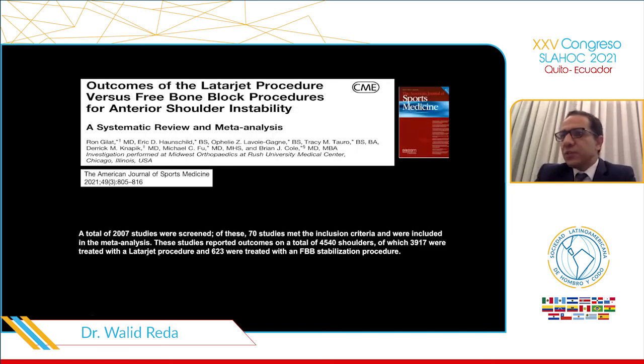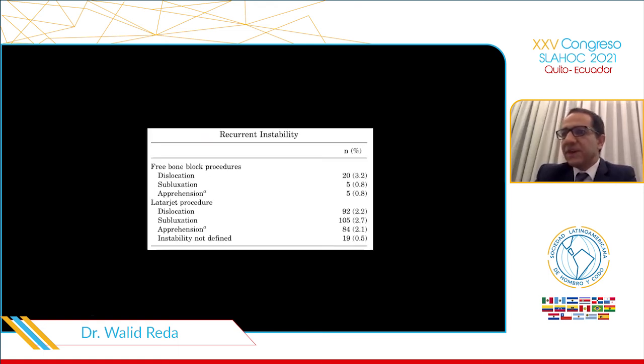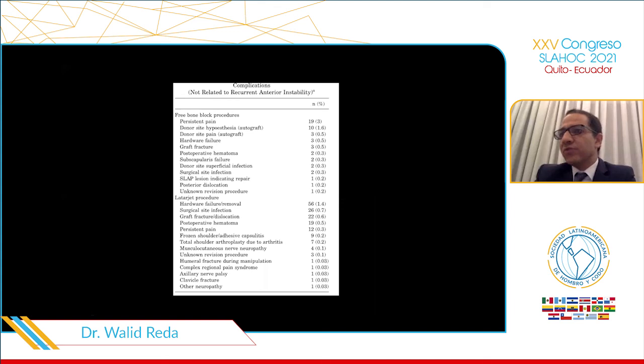So, is there a superiority of one technique over the other? A very nice systematic review and meta-analysis published this year in the American Journal of Sports Medicine on 4,540 shoulders, 3,917 Latarjet, and 623 free bone block. They found the recurrence of instability in terms of recurrent dislocation, subluxation, and apprehension was less in Latarjet procedure than the free bone block, yet this difference was statistically non-significant. Also, in terms of complications, there were no statistically significant difference between both methods except for the donor site morbidity in the free bone block procedure.